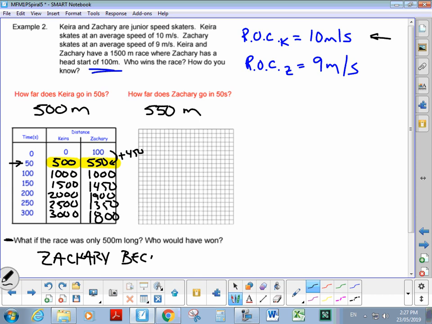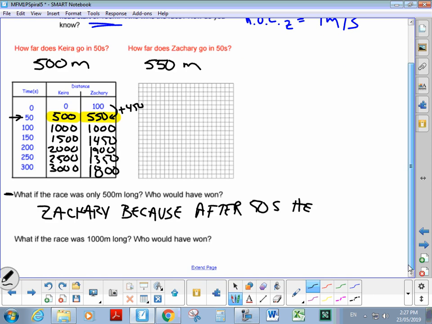Zachary's still ahead. So in this case, Zachary, because after 50 seconds, he is way ahead. I should say 50 meters ahead. So he's already past the 500 meter mark. All right.